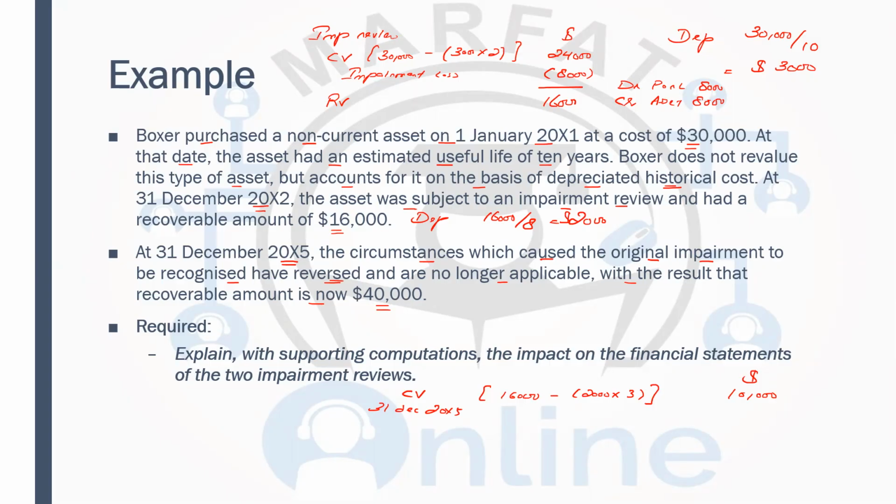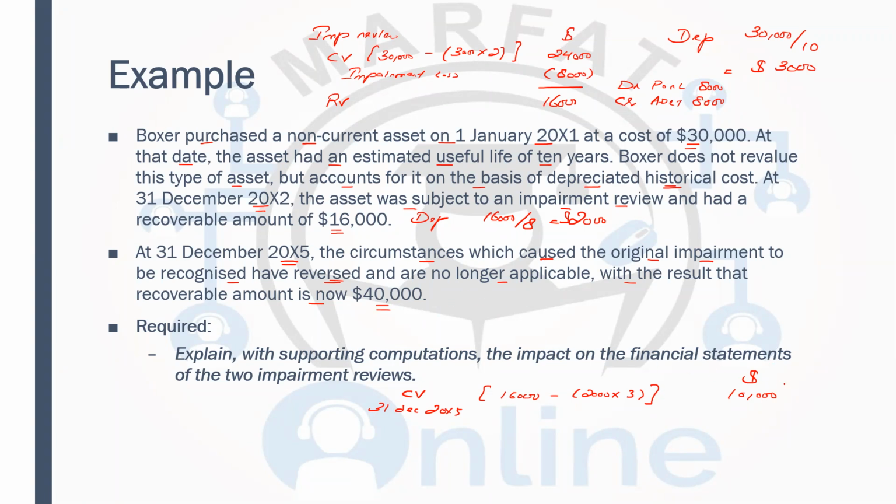Now, once the asset has been brought down to the recoverable amount, the new depreciation should be charged on the recoverable amount and the remaining useful life. So the remaining useful life after 2 years is 8 years. Now the new depreciation charge is 2,000 per annum. Again, at 31st December 20x5, after a further 3 years, they're conducting the impairment review again. And the factors based on which impairment was charged have now been reversed. And now we need to reverse the impairment loss as well. So the carrying value is 10,000 at that date.